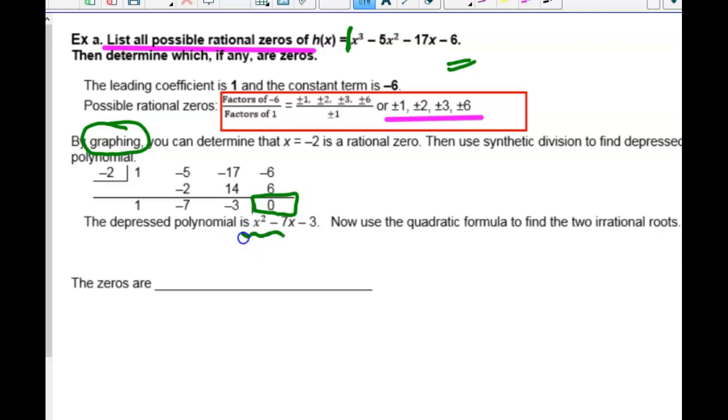Now, this is what is left. Everybody good that that's the depressed polynomial? This is the remainder. This is a constant. This guy gets an x, and this gets an x squared. Now, x squared minus 7x minus 3, does that factor? No, right? So how are we going to solve to find the other two zeros?